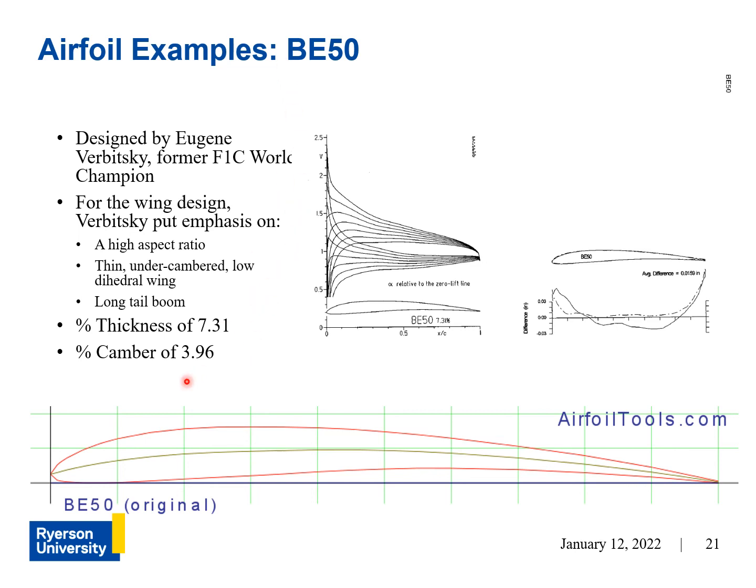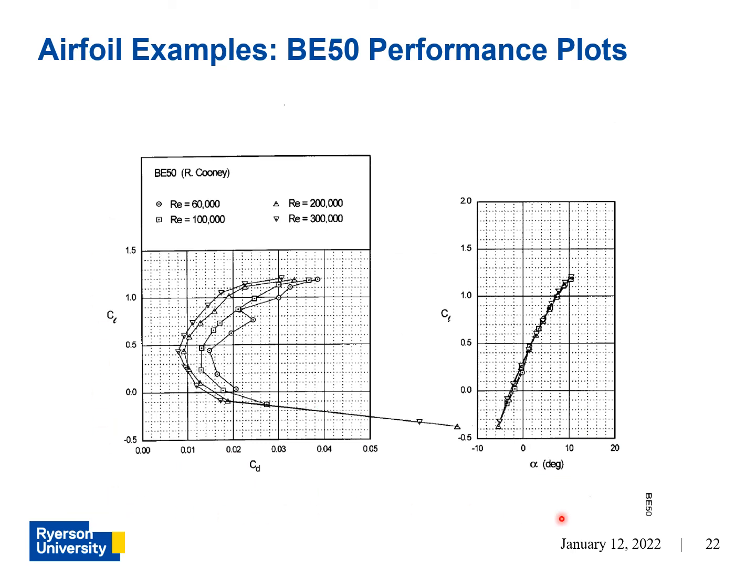Now for this particular airfoil, the percent chord thickness is 7.31 and the percent chord camber is 3.96. And here is a depiction of the BE50. Again, here are the performance plots for the BE50. Here's the drag polar affected by the Reynolds number, and then the lift curve plot. Now, the performance of the BE50 differs significantly from the A18 and MA409.